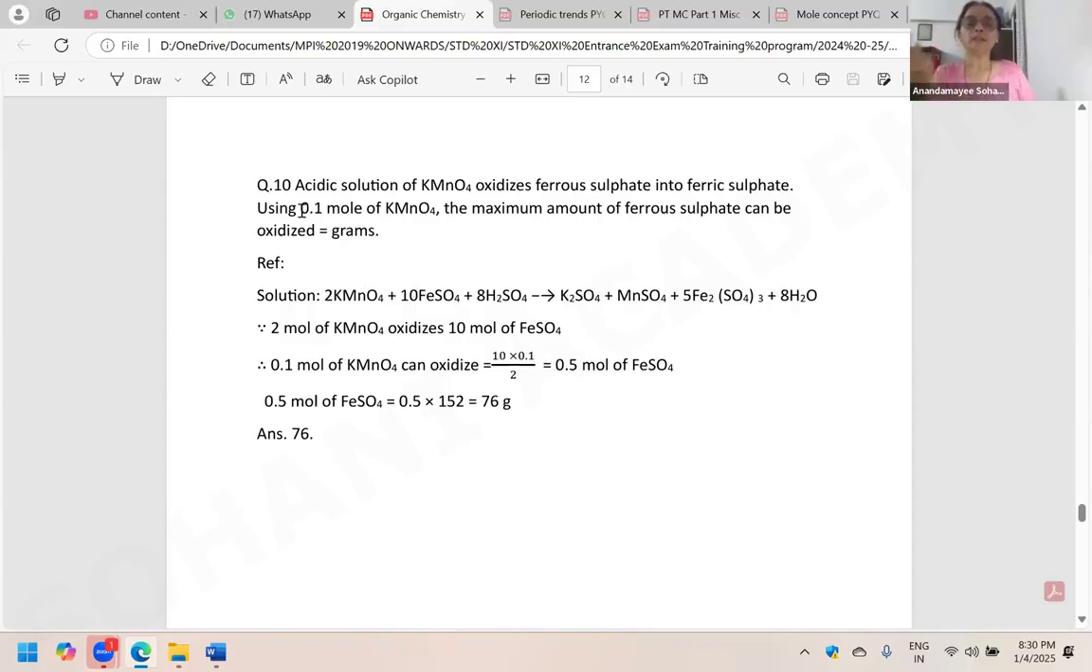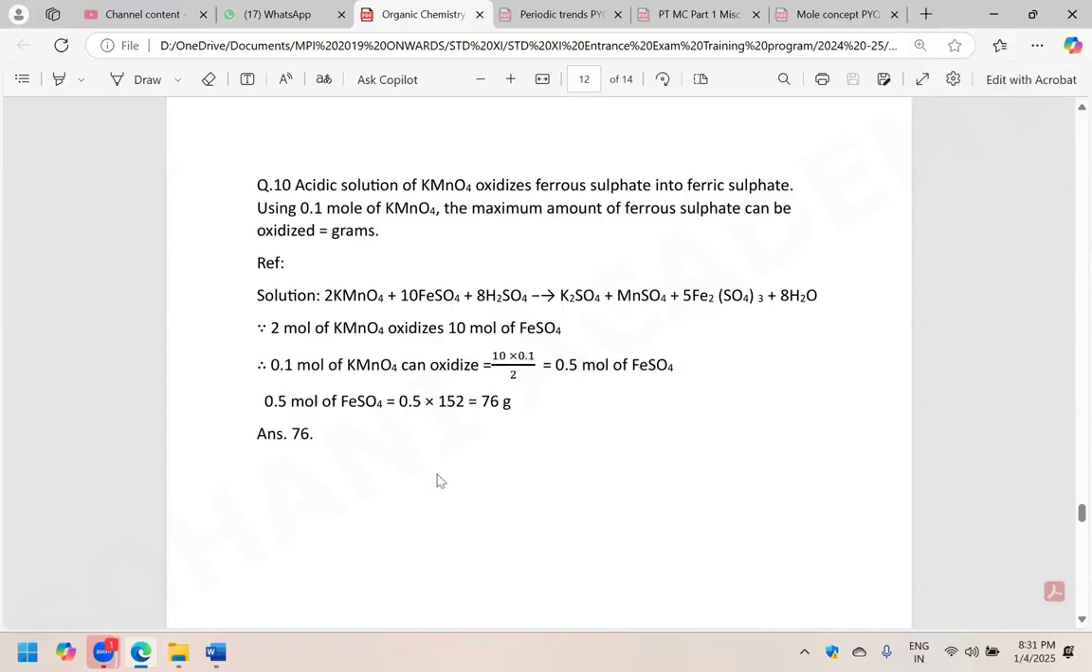Then again, it is a very simple reaction. 0.1 mole KMnO4, maximum amount of ferrous sulfate. If 2 moles gives, or uses, 10 moles of ferrous sulfate, 0.1 mole will use 0.5 mole of ferrous sulfate. Yes, Harish, what is your doubt?